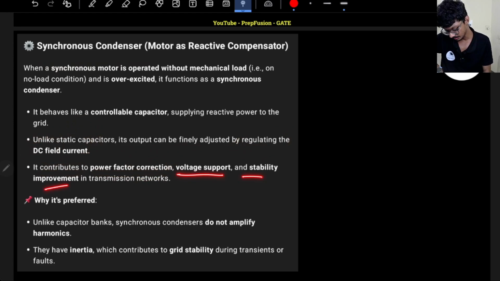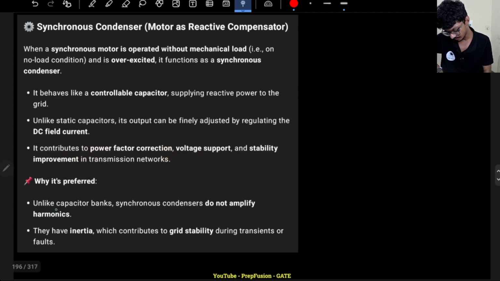Voltage support and stability improvement in transmission networks. It contributes to power factor correction, voltage support and stability improvement in transmission networks. Why is it preferred? Unlike capacitor banks, synchronous condensers do not amplify harmonics.